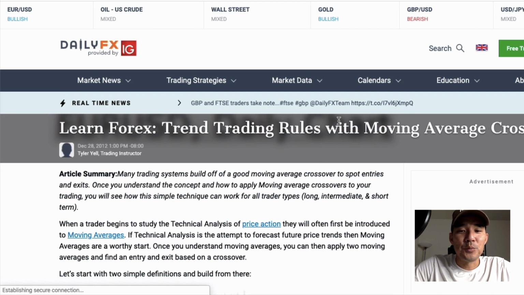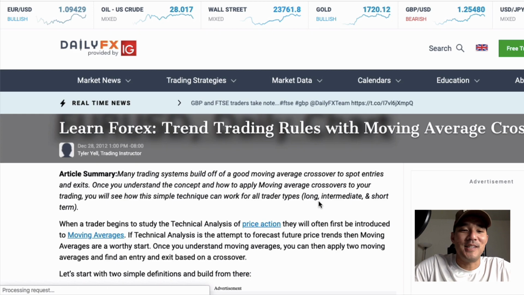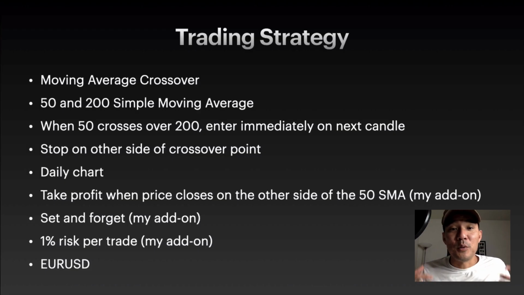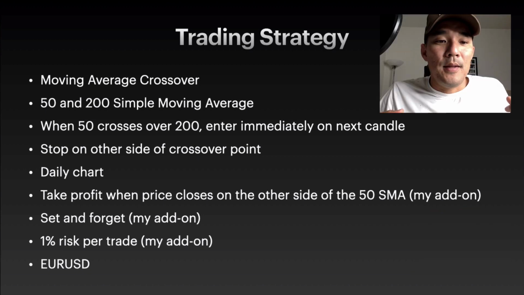So it's trend trading rules with moving average crosses. From that blog post, it's a moving average crossover strategy. It's using the 50 and 200 simple moving averages. When the 50 crosses over the 200, you enter immediately on the next candle. Your stop loss goes on the other side of the crossover point, on the other side of the 200, and then you take these trades on the daily chart.